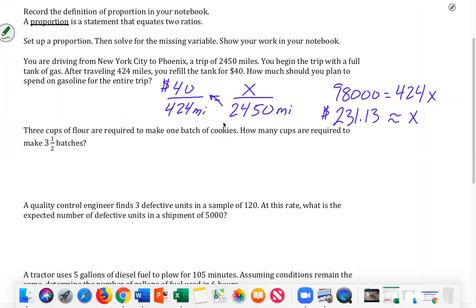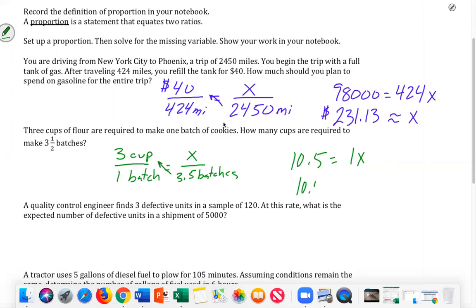For the next one, it says 3 cups of flour are required to make a batch of cookies. So 3 cups, 1 batch. How many cups are required to make 3.5 batches? Same thing. I'm going to do 3 times 3.5, and I get 10.5 equals 1x. So it's going to be 10.5 cups.